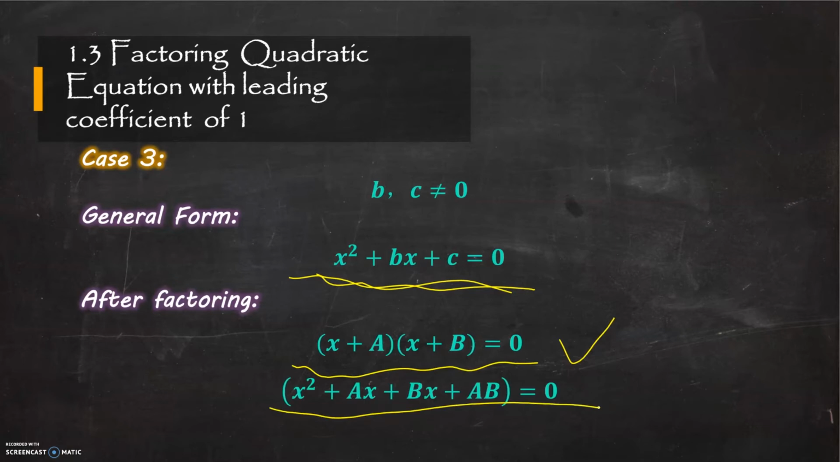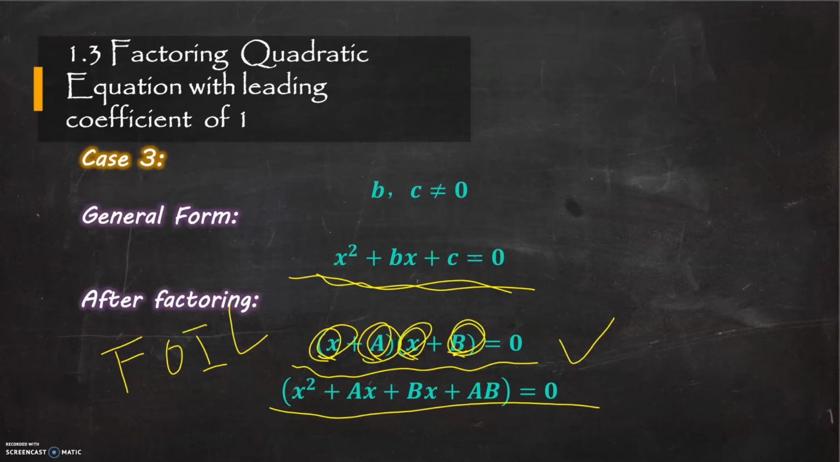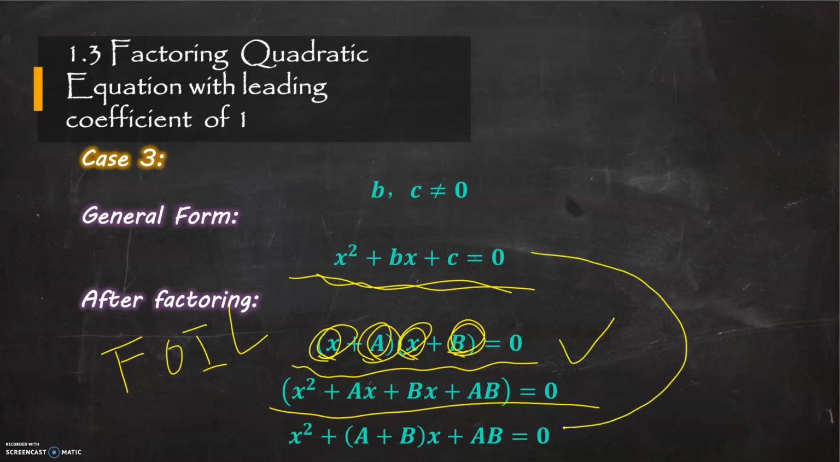So we expand that into 4 terms here by using the FOIL method, right? Find all the first terms, inner terms, outer terms, and last terms here, right? And that would simplify it. We get x squared plus a plus b times x plus a times b equals 0. And those two equations, they should match, right? Because we're doing the reverse process.